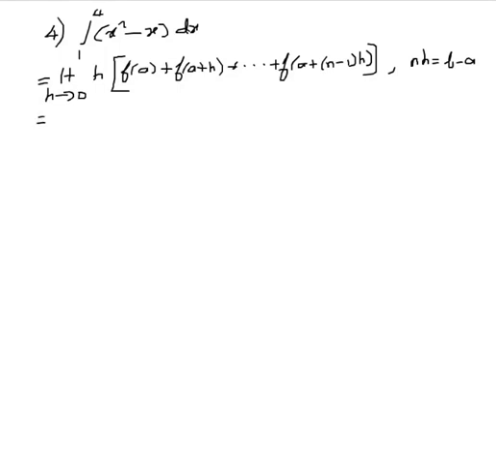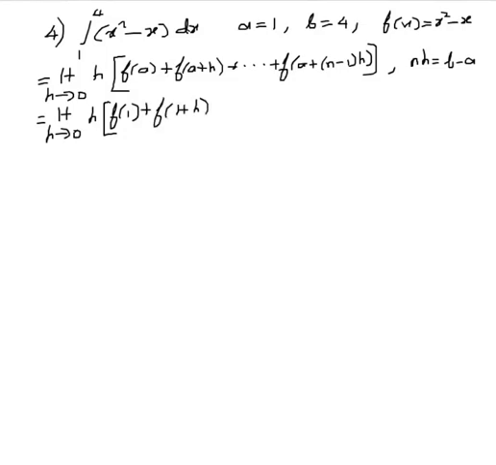Second step, substituting the values for a and b. a is the lower limit 1, b is the upper limit 4, and the expression given is x square minus x. Limit h tending to 0 of h times, a is 1. So f of 1 plus f of 1 plus h plus etc. f of 1 plus n minus 1 times h. And nh is, calculate b minus a, 4 minus 1, 3.